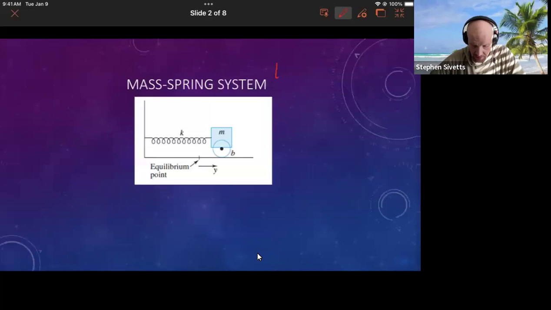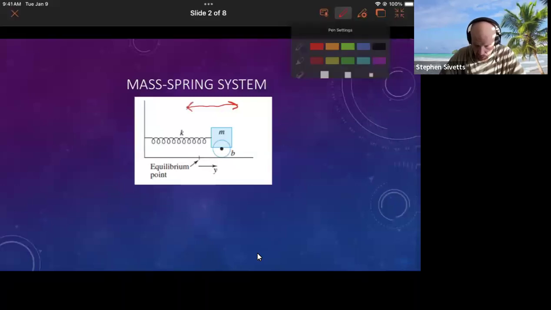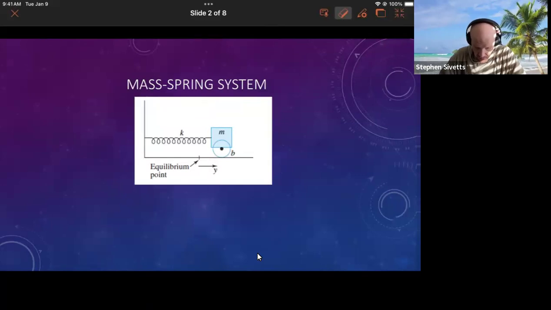So let's look at the physics behind a mass spring system. Assuming that we have a spring that is moving in the horizontal direction, in the x direction, we'll have a mass that's hooked on. They denote the displacement as y, but you can use x for the horizontal direction. Equilibrium is basically where the displacement is zero, so that's the point where y is zero.